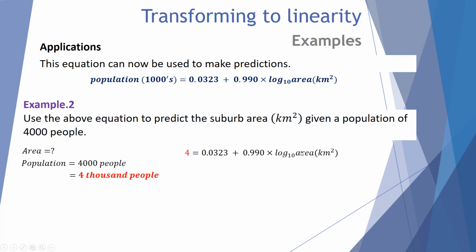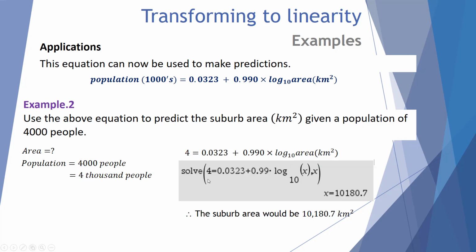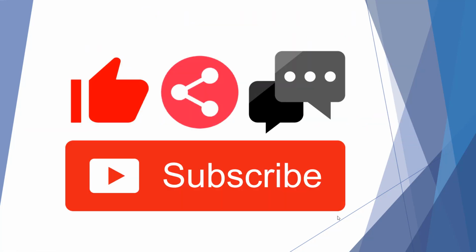A bit complicated to solve this one using transposing techniques. So we'll just use the solve function of the CAS calculator, where we write solve, open brackets, the equation, comma, the variable we're trying to solve, the unknown x, close brackets. And that tells me that if I had a population of 4,000 people, this equation predicts the suburb area would be 10,180.7 kilometers squared.